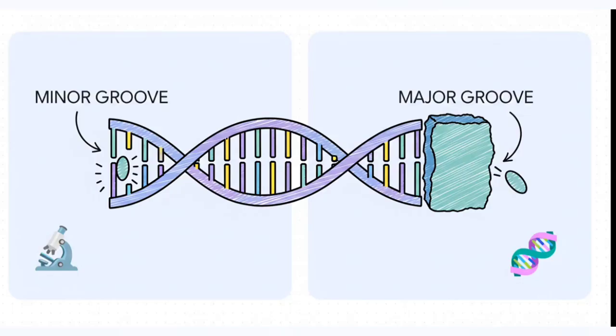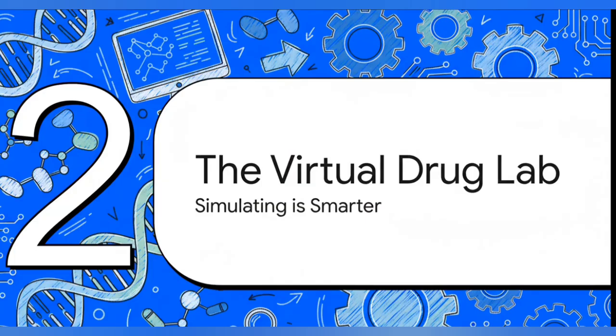But here's the thing, not all grooves are the same. The major groove is bigger, but it's often already occupied by our own body's proteins. The minor groove, on the other hand, is smaller, which allows for this really snug fit. It creates better molecular stickiness, what scientists call van der Waals forces, making it the perfect parking spot for a lot of drug molecules.